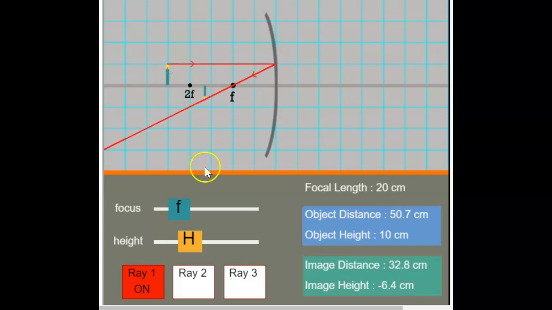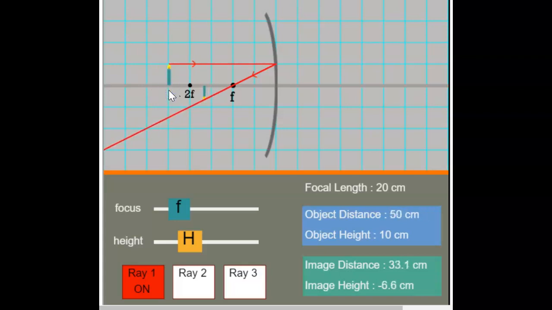Now you may or may not have noticed, but over here when we look at these blue and green boxes in the bottom right corner, as I move my object, my image distance changes as well. And you might be thinking, well, how do they know that?